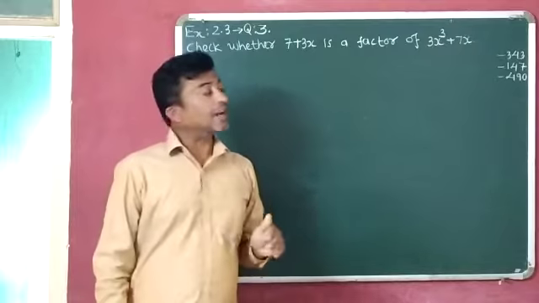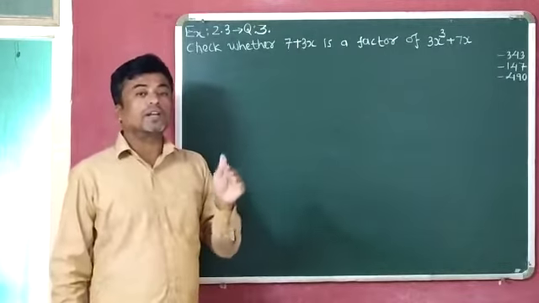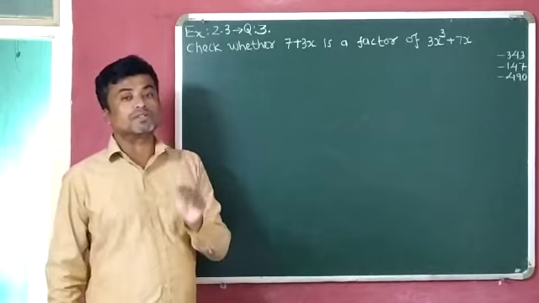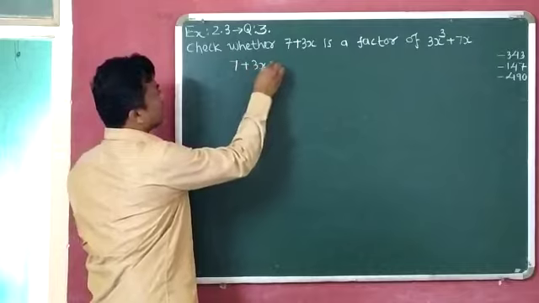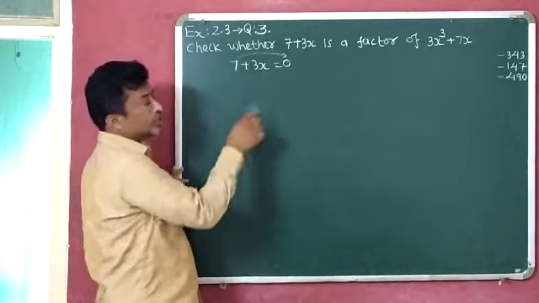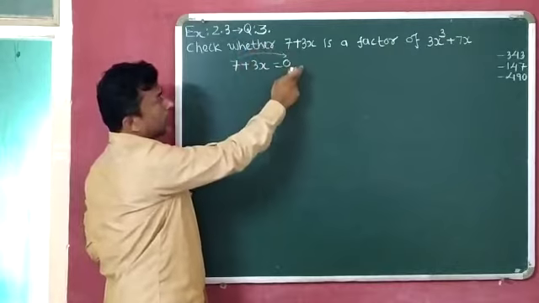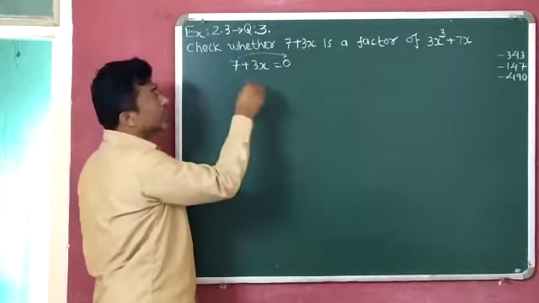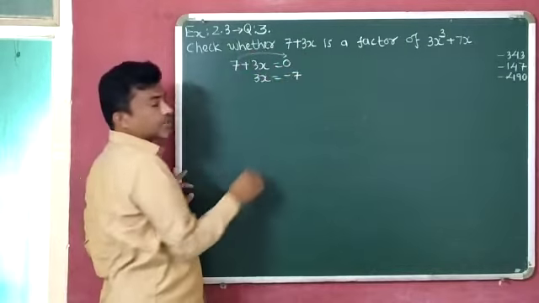For that we will identify the zero of 7 plus 3x. To identify the zero of 7 plus 3x, we can write 7 plus 3x is equal to 0. Now this 7 we have to change sides. On this side the sign of the 7 is positive, so it becomes negative on the other side of the equal. So 3x is equal to minus 7.